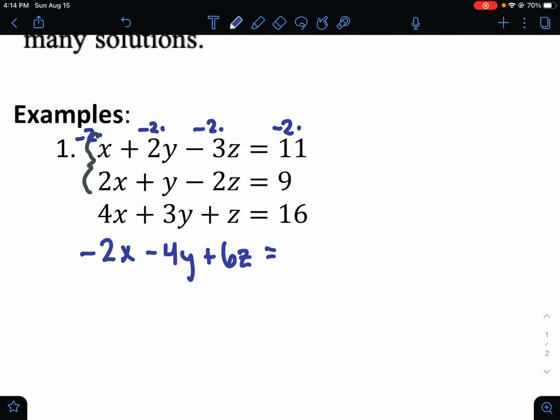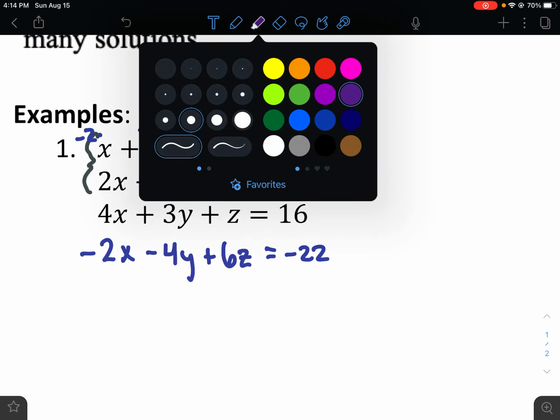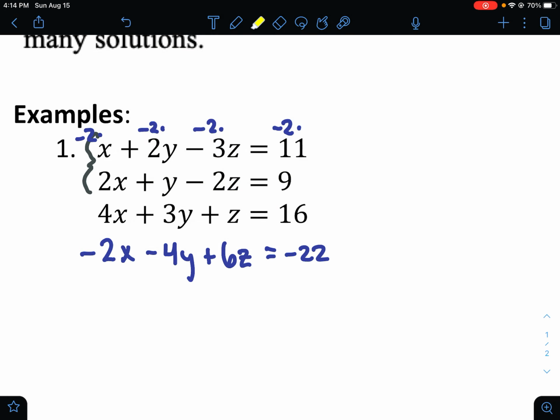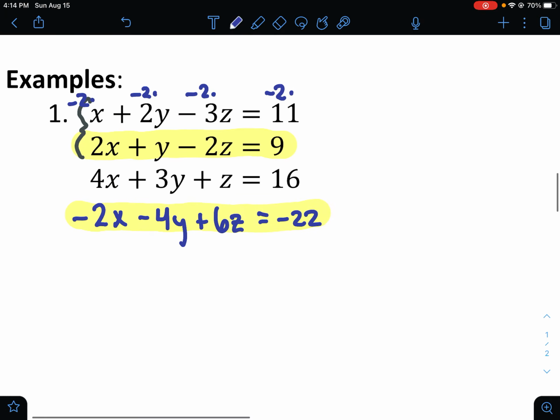And negative 2 times 11 is negative 22. And so what I'm going to look at now is this equation that's in the middle, and then the one I changed, which is down here now. So I'm going to look at both of those to do elimination. So now I can see that the 2x and the negative 2x will cancel, and I'm going to add everything else.